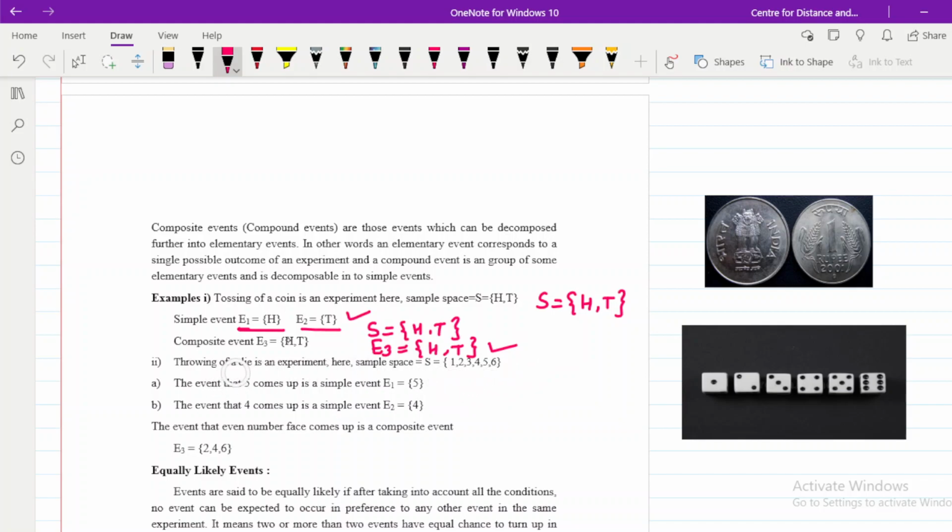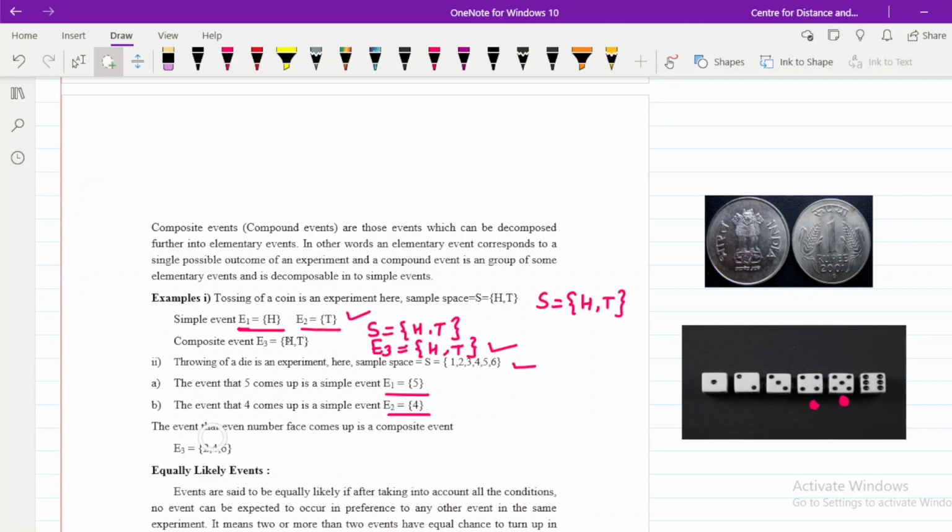Now, throwing a die is an experiment. Here the sample space is S equal to 1, 2, 3, 4, 5, 6. The event that 5 comes up is a simple event. This is our E1, E1 is equal to 5. Then 4 coming up on a die is also a simple event.